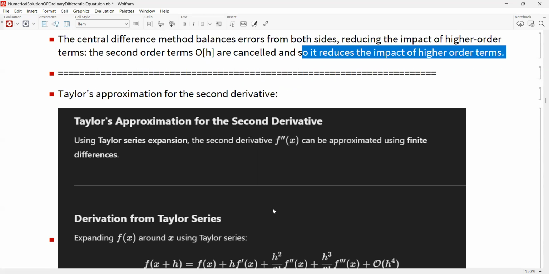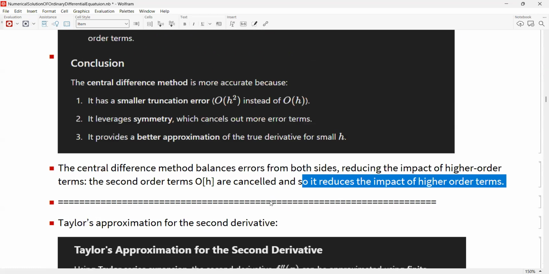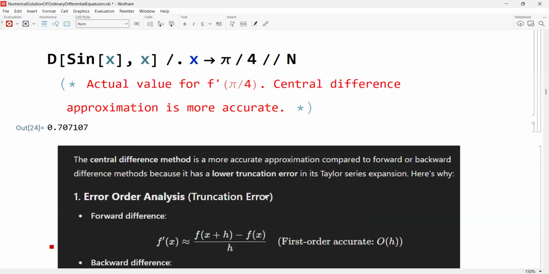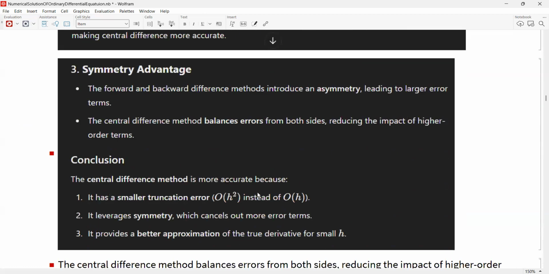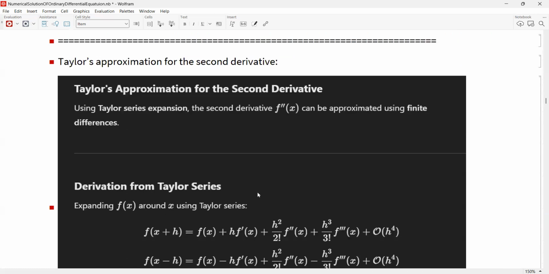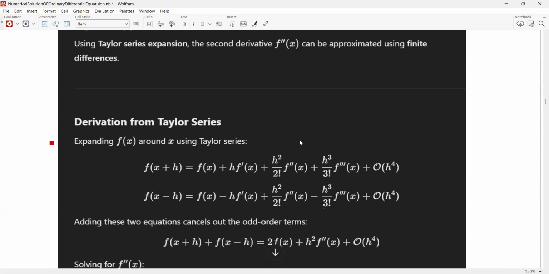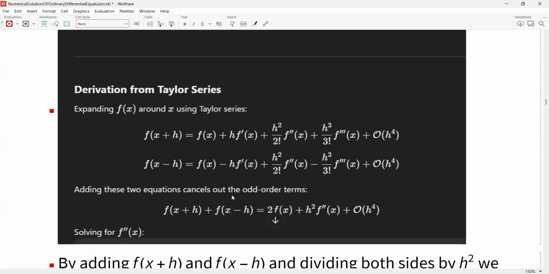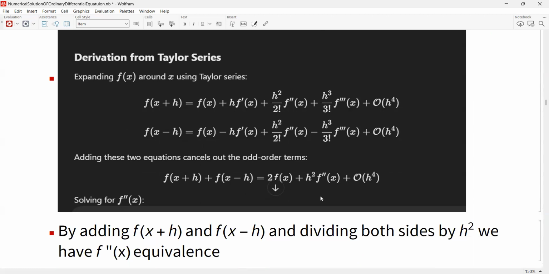So the Taylor's approximation for the second derivative. Using a Taylor series expansion, the second derivative can be approximated using finite differences. So we have here, expanding at x plus h. So adding this to the equation cancels out the odd order terms. No? So solving for f double prime, we have here.